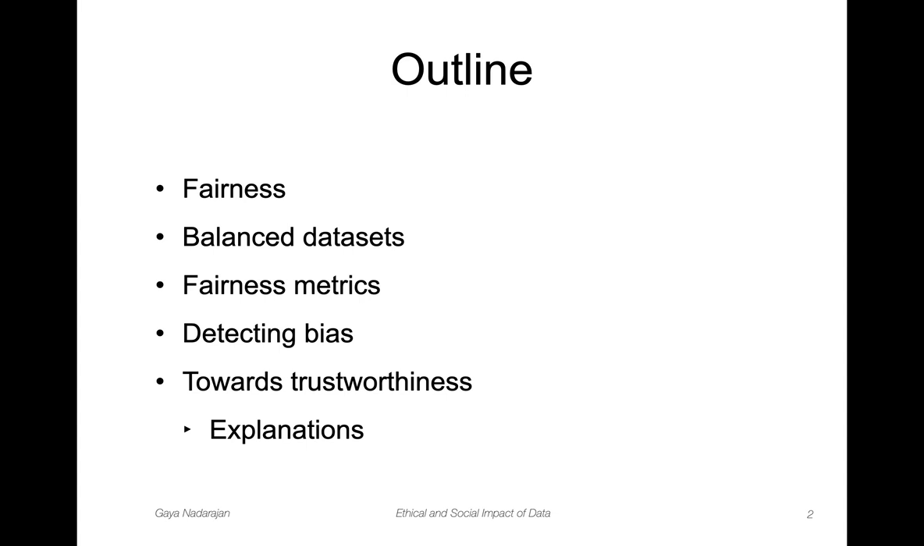We're going to first look at the concept of fairness just briefly, and we move on to look at some of the ways that we can achieve fairness, and one of the most important things is through balanced data sets. We'll look at fairness metrics, and we'll look at this notion of detecting bias, and a little bit about mitigating them, and also towards trustworthiness via explanations.